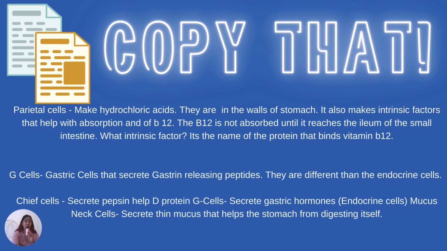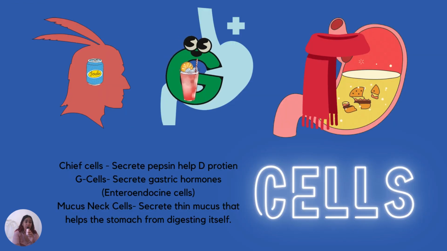the gastric cells secrete gastrin releasing peptides, and they're different from the endocrine cells. Okay. And so these chief cells secrete pepsin to help digest protein. The G cells secrete the gastric hormones, and the mucus neck cells secrete thin mucus that helps keep the stomach from digesting itself. So here we have a better visual of at least the last three.